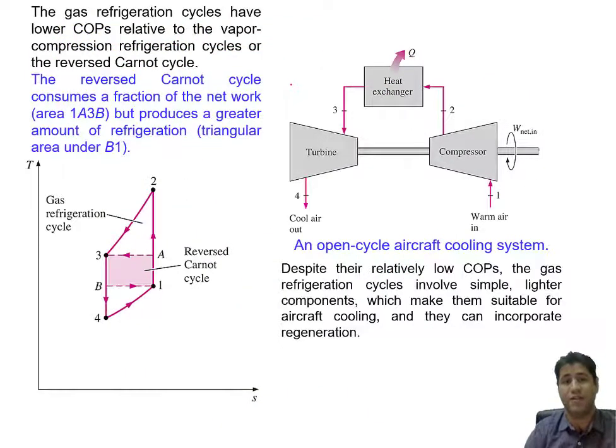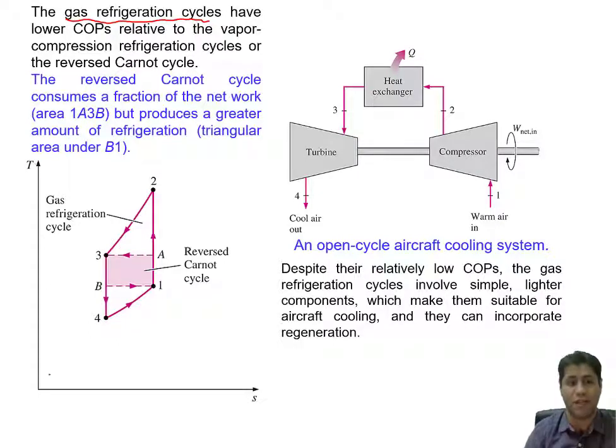If you want to compare the COP of the reverse Brayton cycle or gas refrigeration cycle. So from now on, reverse Brayton cycle and gas refrigeration cycle are identical. The COP of the gas refrigeration cycle is generally lower than the COP of the vapor compression refrigeration cycle. And even the COP of this gas refrigeration cycle is less than the COP of the reverse Carnot cycle.